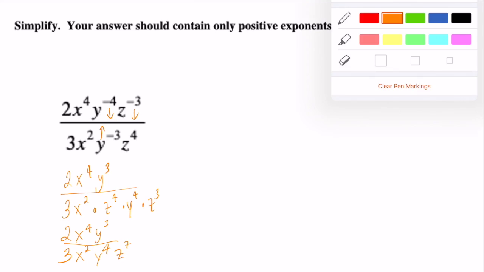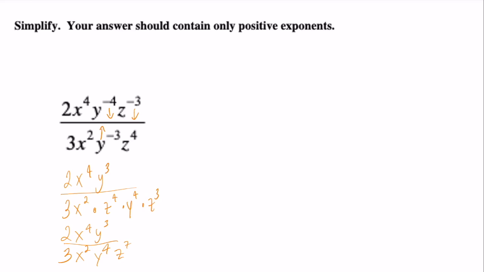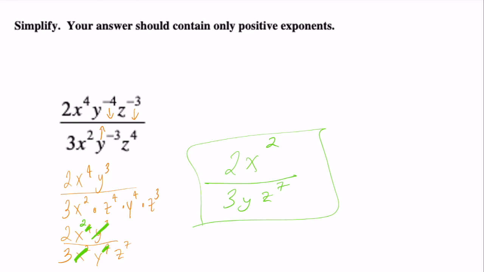So now, is there anything that we can cancel out? Yeah, so we have 4x's over 2x's. I can get rid of 2 pairs, so those are both gone, and I'd be left with 2 of them up in the numerator. The y's, I have 3 in the numerator, 4 in the denominator, so 3 pairs can go. So all 3 of these are gone, and I'll get rid of 3 of those, so 1 of those y's is left. No z's in the numerator, so that's staying. So let's see what we got left. We got 2x squared over 3y z to the 7th. And notice, nothing left can be simplified. That's always a good check.